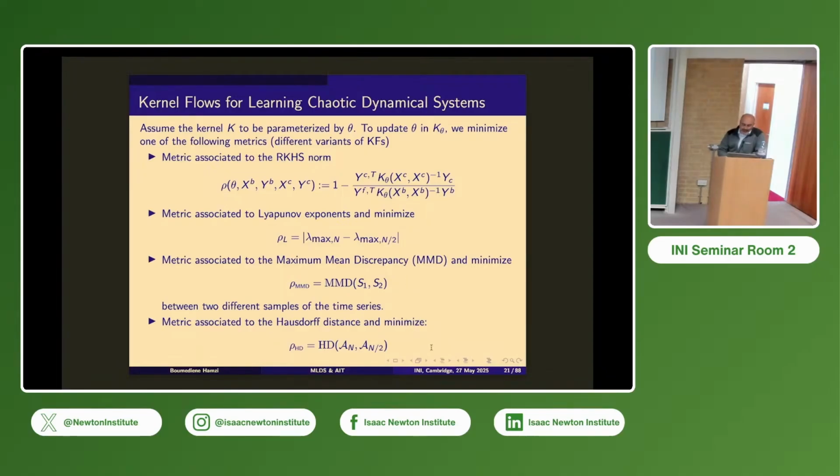And the last one is related to the attractors. Here we assume that we have a reconstruction of the attractor with capital N points versus capital N over 2 points. We say that a kernel is good if the Hausdorff distance between the reconstruction of the attractor with capital N points versus capital N over 2 points doesn't change much. So you see, we got short-term, long-term, statistical, and geometric behavior of the dynamics through trying to learn the kernel accordingly.